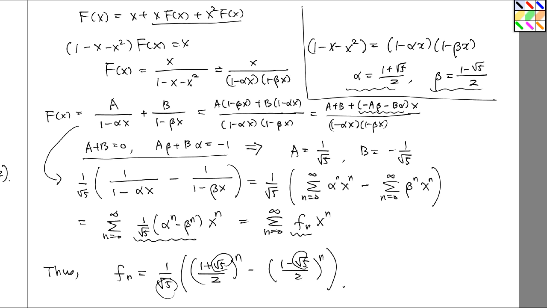So this method, this example illustrates how we can find a general formula for the nth term of a recurrence relation, like a Fibonacci number. So let me summarize this in the next page.